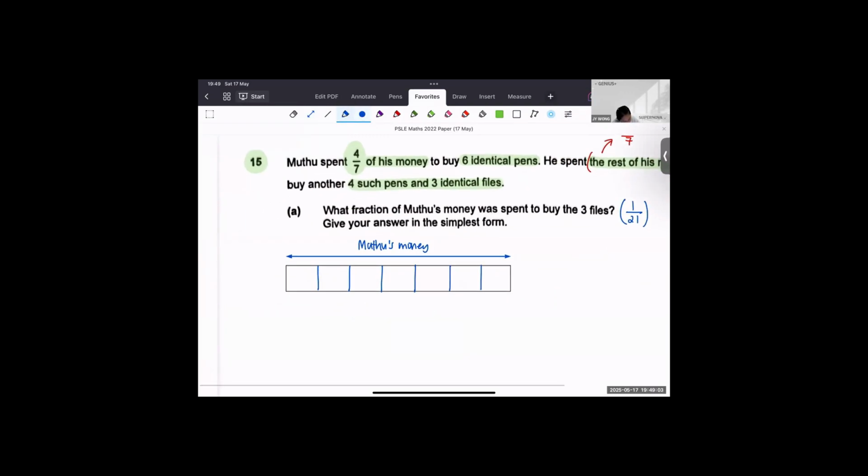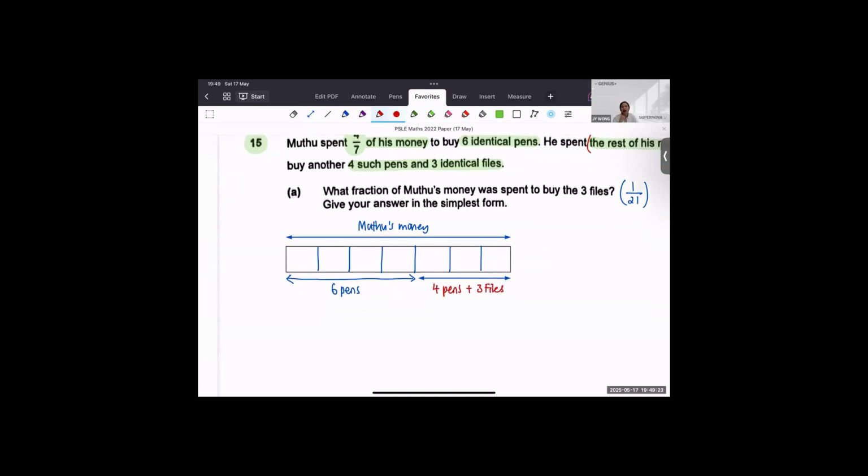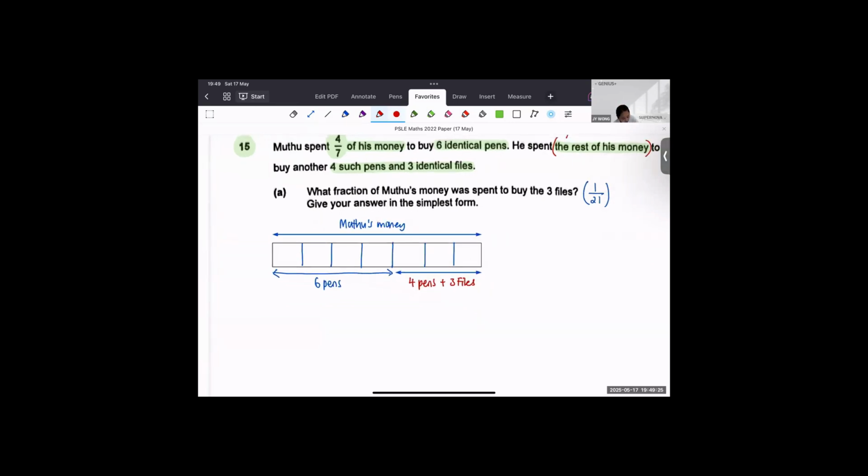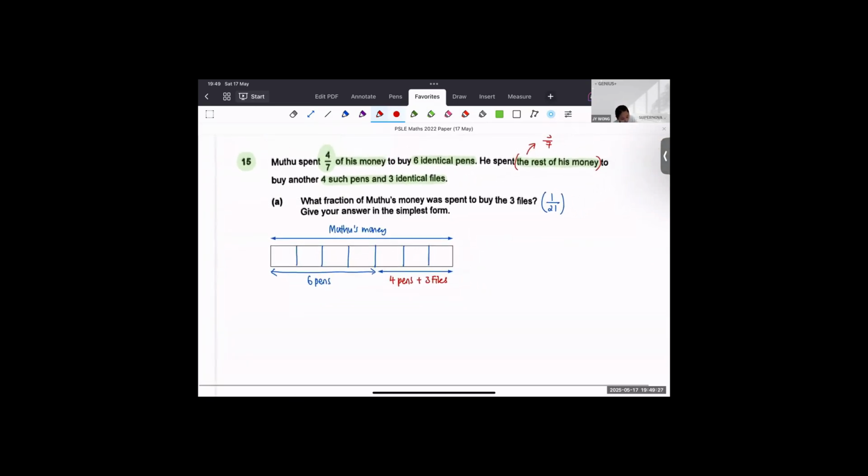So he spent 4/7. This 4/7 is spent on 6 pens. Then this part here is spent on 4 pens plus 3 files. So this is the challenging part. A lot of students say they don't know what to do. Some of them did it without a model. I'll cover the model part first, and I will cover the non-model method later.